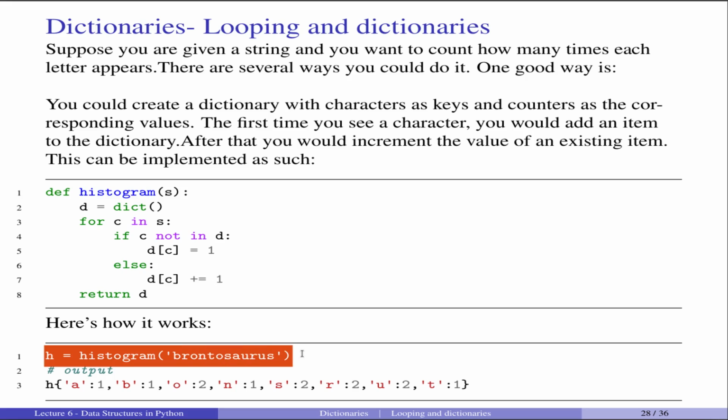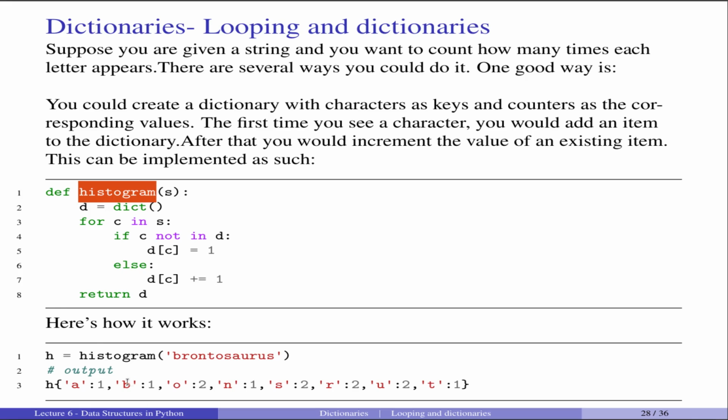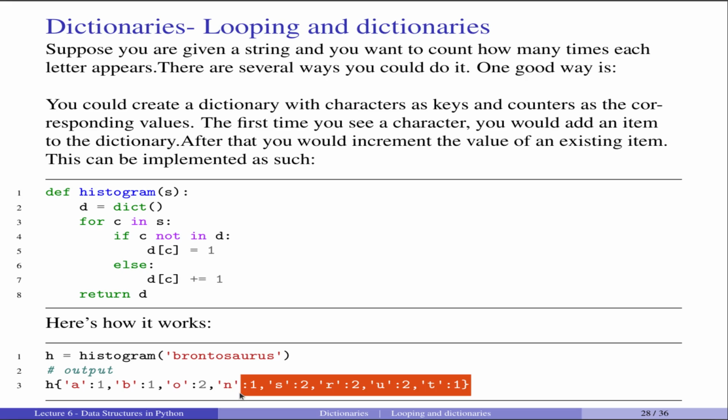Okay, so pay attention, if I write a line h equals histogram brontosaurus, brontosaurus is a specific breed of a dinosaur. So if I call it by writing brontosaurus, in that case my function will be activated and it will count the number of characters in that specific string, right? So in there a is for 1 time, b is once, o is twice, n is once, s is twice, r is twice, u is twice, t is once. Pay attention, it shows me the frequency of each character, right, how many times the elements are there.